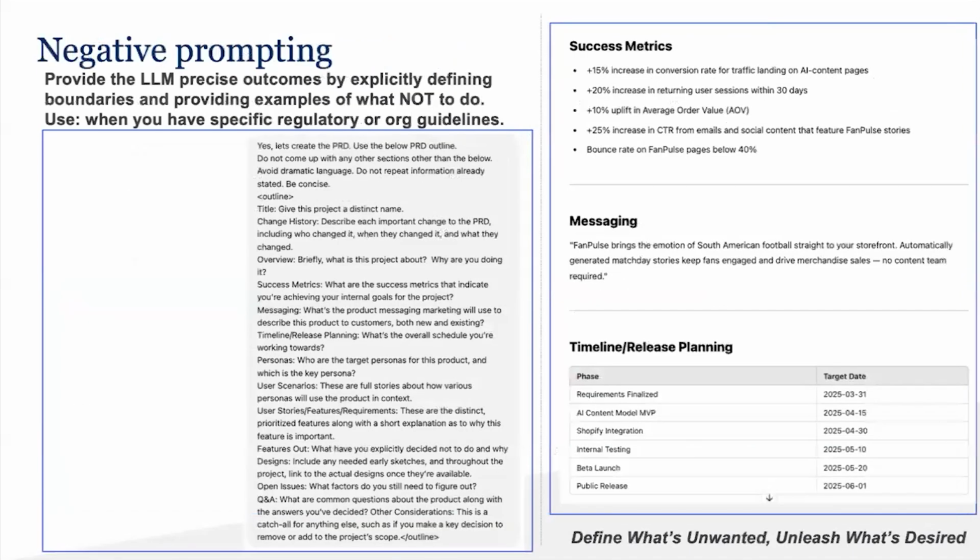Okay, and then this brings us to the final way to prompt an LLM. This is called negative prompting. This is very powerful and very applicable when you're within a specific industry that has strong regulatory guidelines or rules to abide by. What negative prompting is: you provide the LLM precise outcomes by explicitly telling it what not to do and what subjects to avoid.